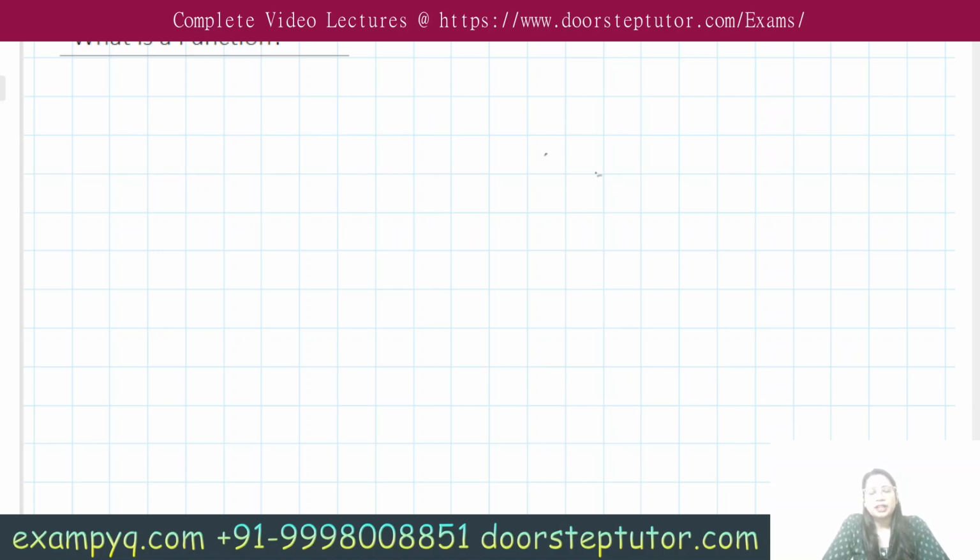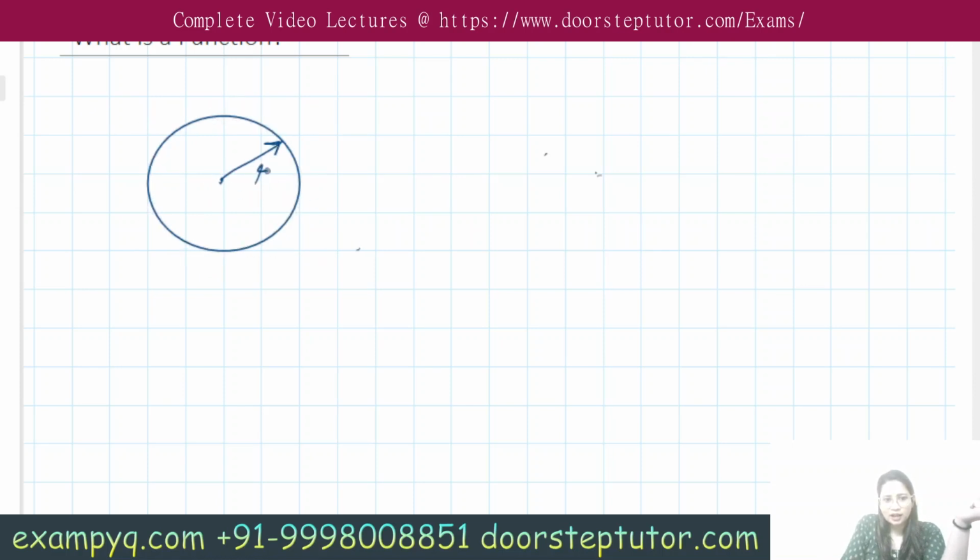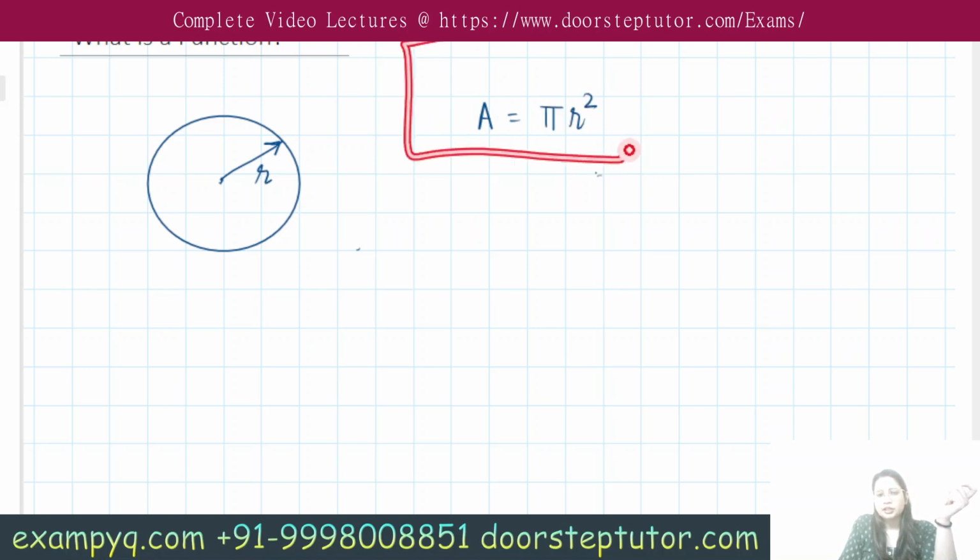So a function is typically something which describes a relationship between two quantities. Let's understand this. Let's take an example of a circle. So let's have a circle over here. And if I'm saying that the radius of this circle is r, you know how to calculate its area. It is pi r squared. So I have two quantities. What are those quantities? I have the area and I have the radius. And this particular expression or equation is actually relating these two quantities, and that's how it is called a function.